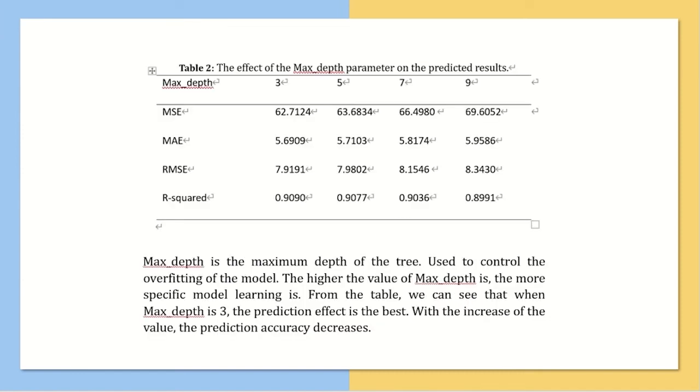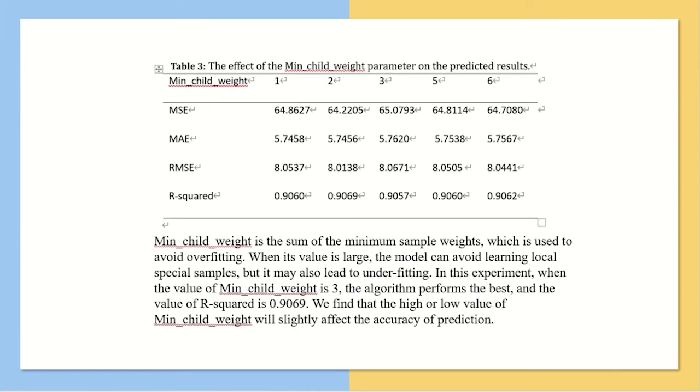Max depth is the maximum depth of the tree, used to control the overfitting of the model. The higher the value of max depth is, the more specific the model learning is. From the table, we can see that when max depth is 3, the prediction effect is the best. With the increase of the value, the prediction accuracy decreases. Min child weight is the sum of minimum sample weights, which is used to avoid overfitting. When its value is large, the model can avoid learning local special samples, but it may also lead to underfitting.